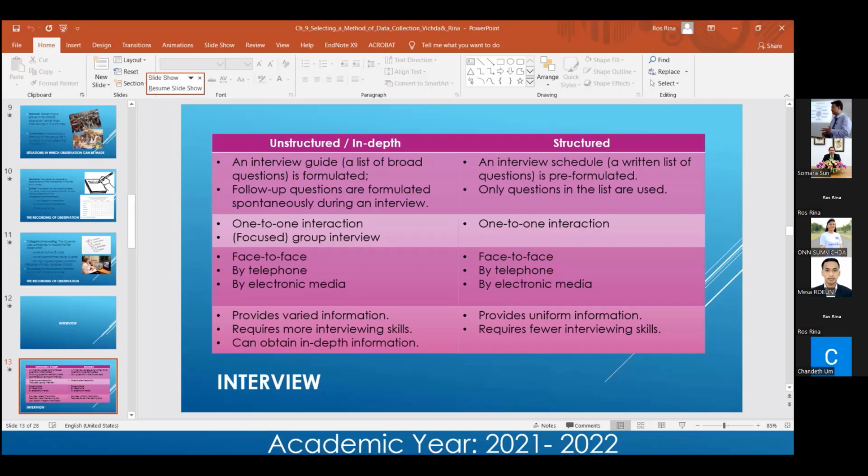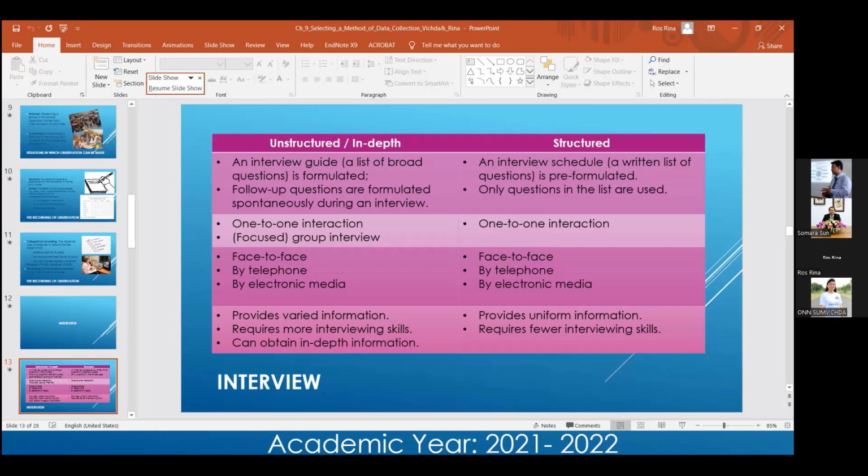And structured, the last one here, provides uniform information and requires less interviewing skill.